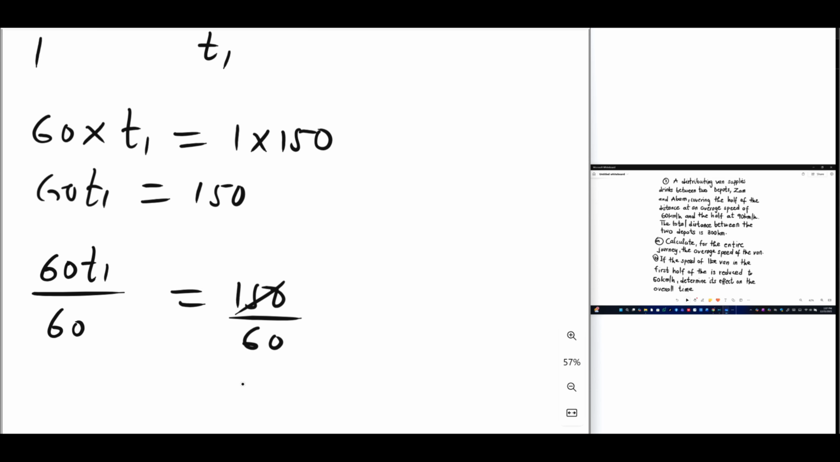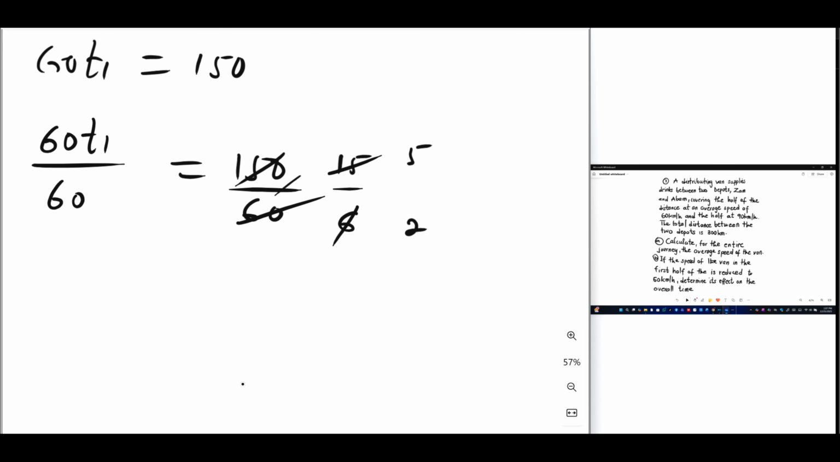But how will you simplify? 10 divides 150, you get 15. 10 divides 60, you get 6. Then we have 15 divided by 6. We can still simplify. 3 here, 5. Then 3 here, we have it to be 2. So we are getting a result of 5 divided by 2.